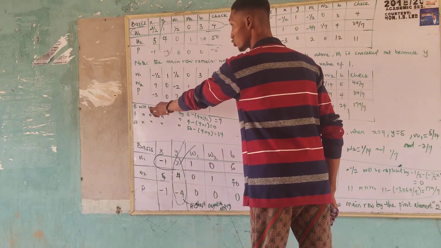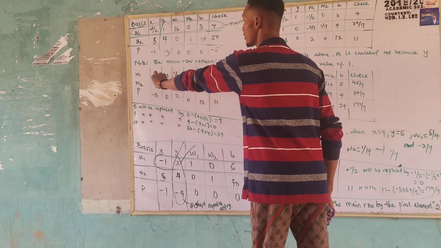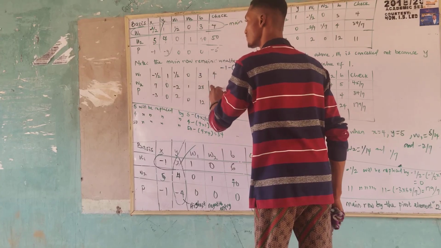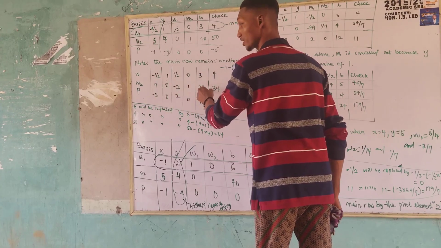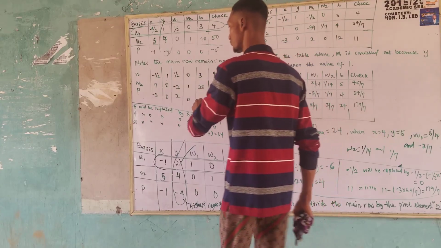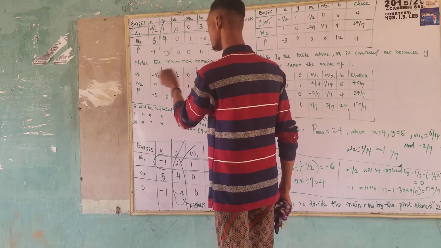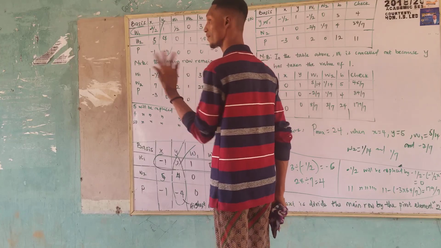I have this as my key column, right? Yes. Then what will I do next? I will check, right? Yes. So what do I check? First of all, 3. In this case, that is minus 3 divided by minus half.